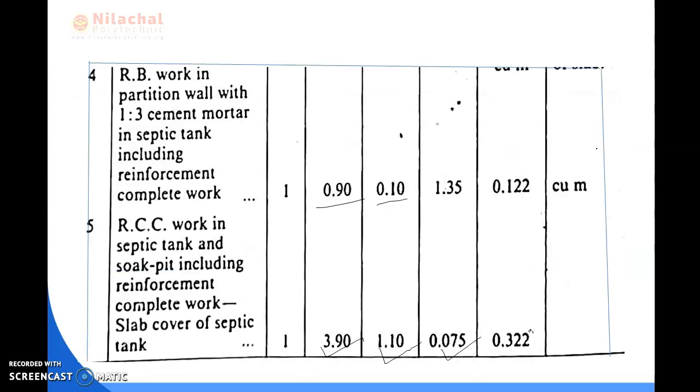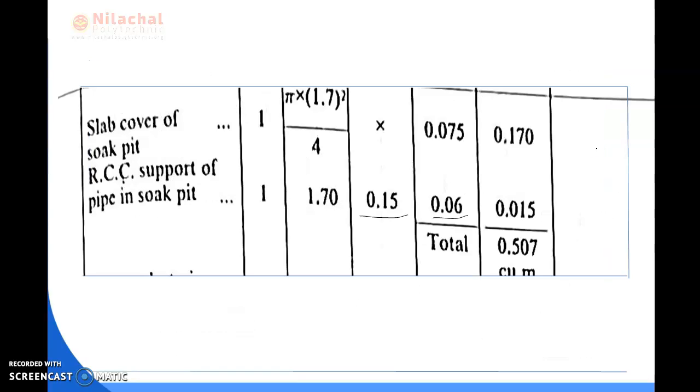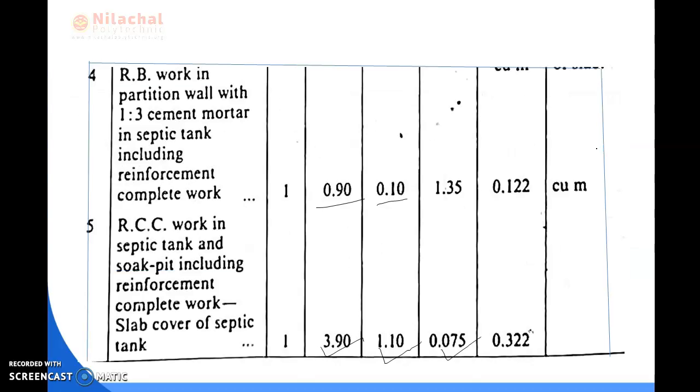Then we define the total value of RCC required. Okay, so first one is 0.322, second one is 0.170 plus 0.015, which is equal to 0.507 cubic. So it is the RCC requirement for the soak pit and septic tank. Okay, so here the RCC calculation is completed.